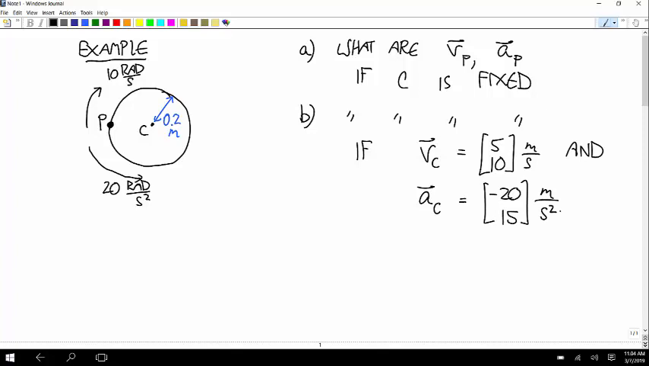Does that get it? Oh, part B would be relative motion. That's right. Oh, okay. Yes. So we're not doing this.